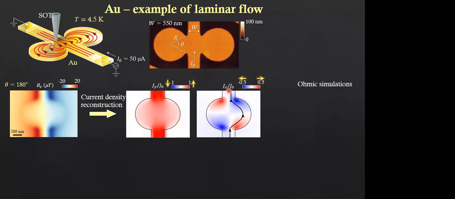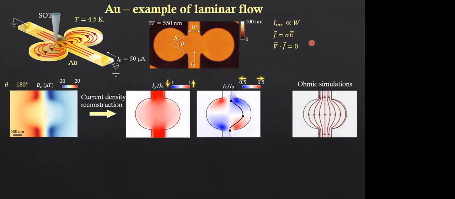One can actually use a software called COMSOL to do ohmic simulations of this geometry. Using the parameters where the momentum relaxing mean free path is much less than w, so that Ohm's law is valid here, the current streamlines for this geometry look like this.